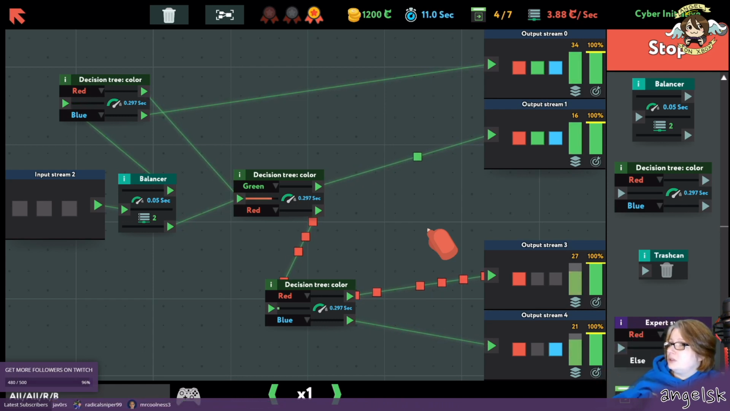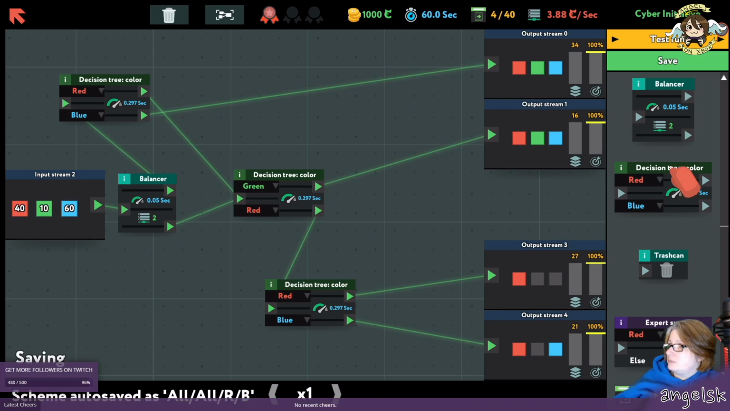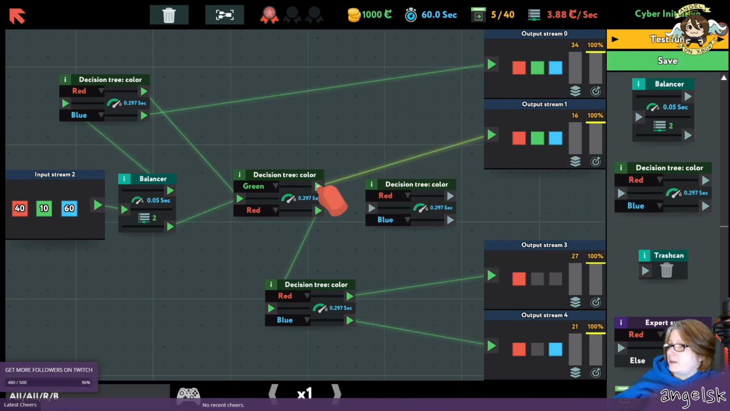So top's good. Bottom's probably getting a few too many with the whole green thing. So all the blues are going that way, that half. And then that gets some blues. This is where we need to filter. So green here, and then split my blues.